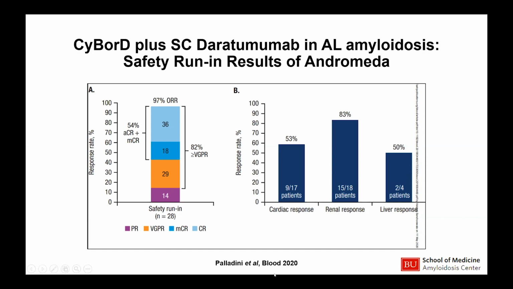And as shown here, the hematologic complete response occurred in 54% of the patients, and hematologic partial response occurred in 29% of the patients. Organ responses were also evident in this safety run-in data, with cardiac response occurring in 53% of the patients and renal response occurring in 83% of the patients. This trial is close to accrual, and final analysis of the phase 3 trial is awaited.